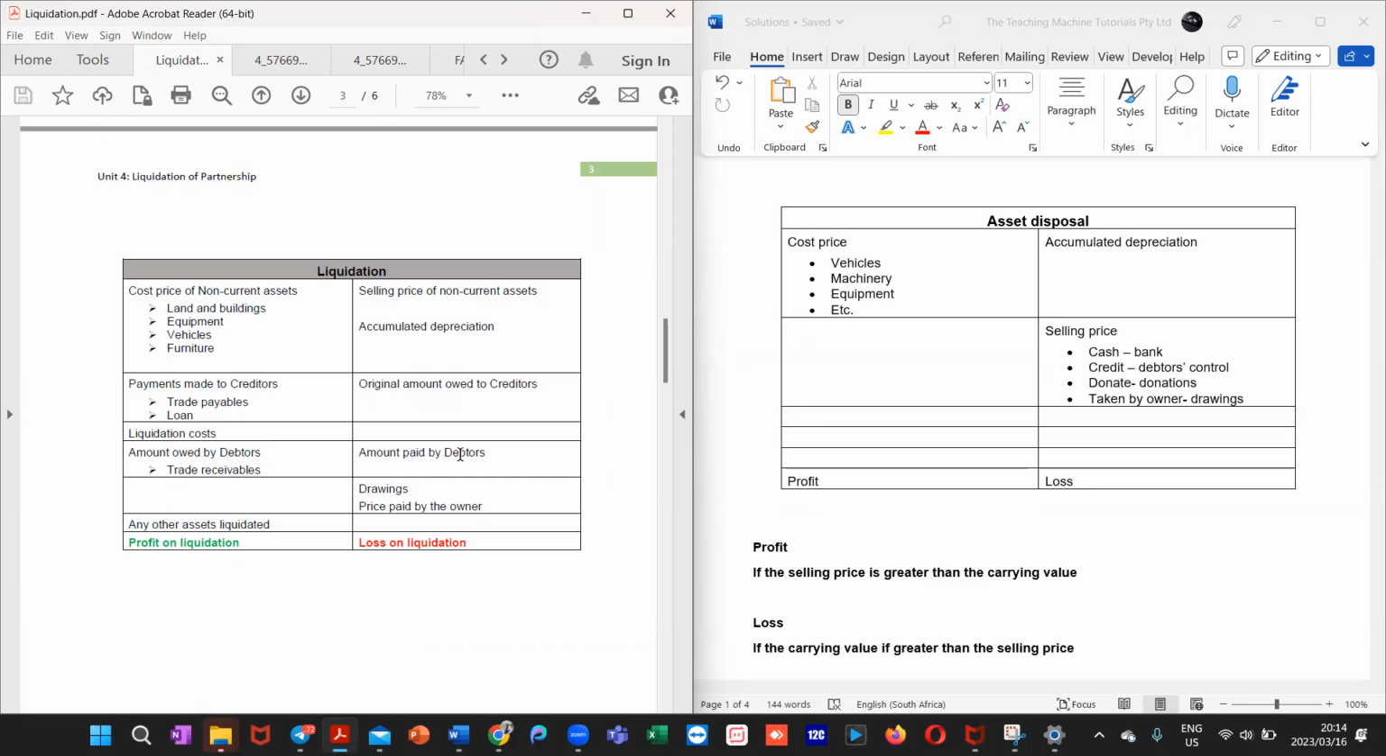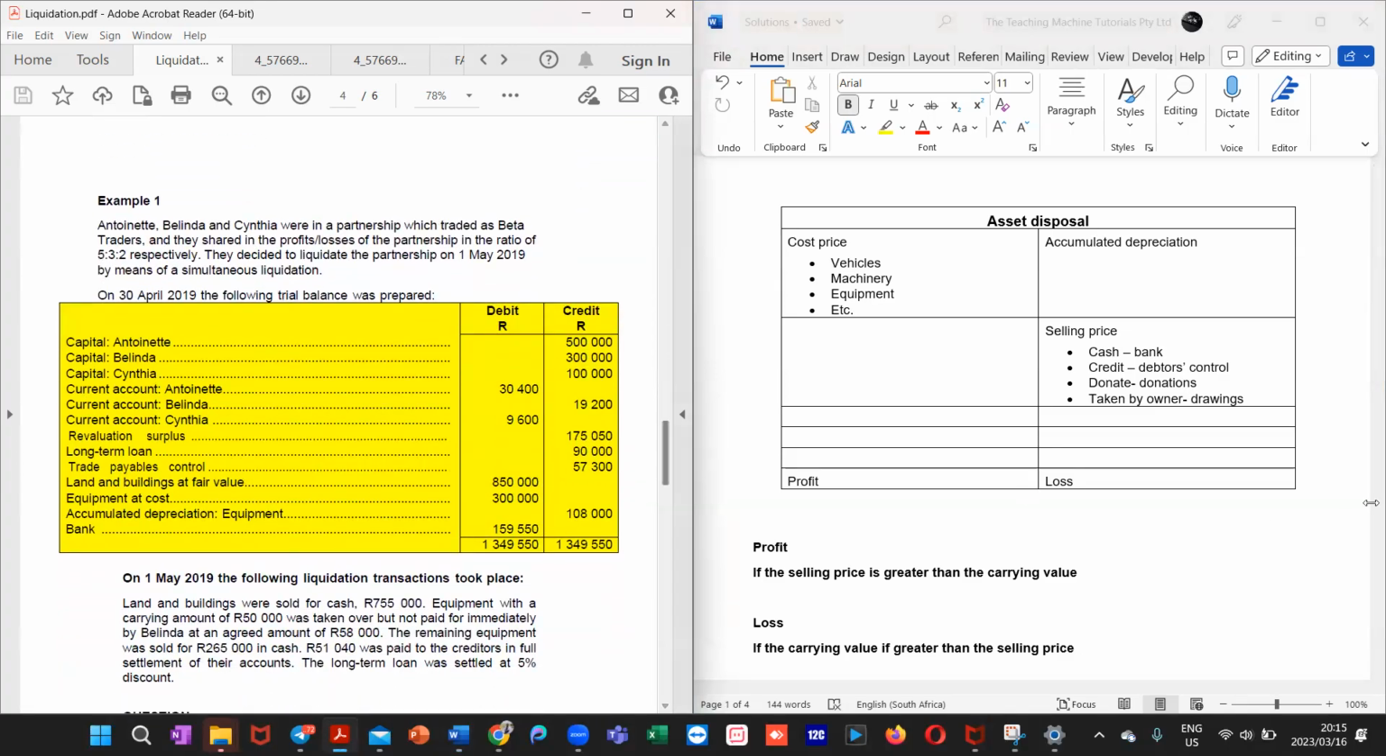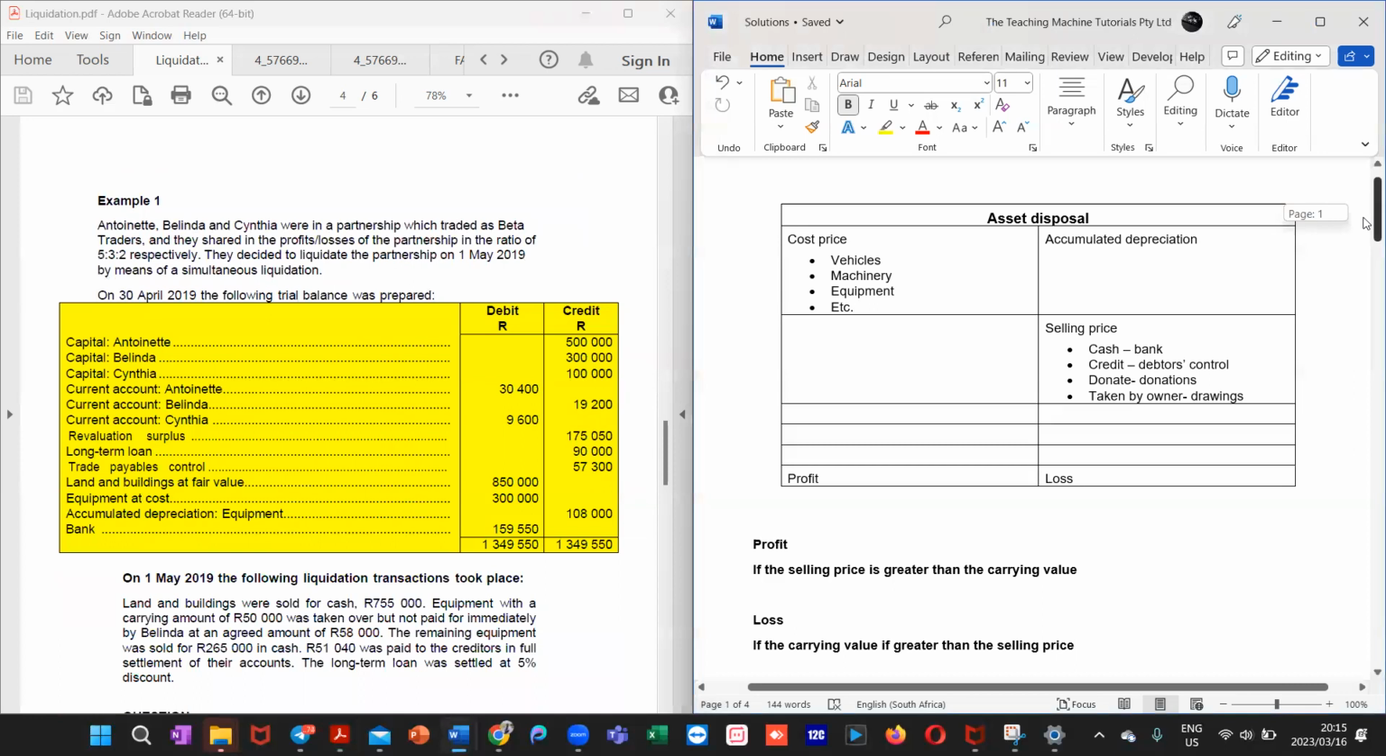And then you have the amount paid by debtors. You have the drawings price paid by the owner. And then you have any other assets liquidated. So it's a profit if this side is greater than this side. But if the total of the entries in the debit side is greater than the total of the entries in the credit side, then it's a loss. You would understand that better when we do some activities. So this is example 1, Antoinette, Belinda and Cynthia.